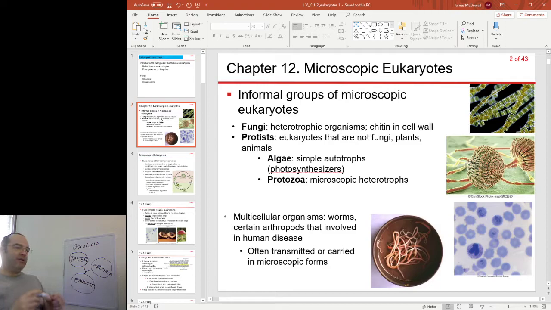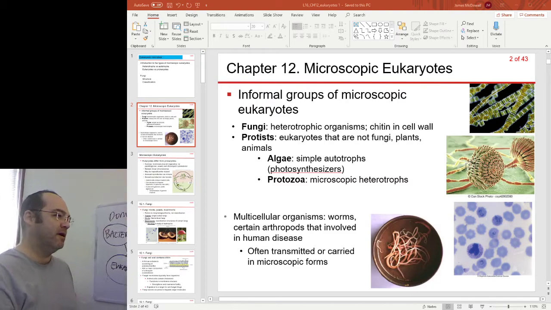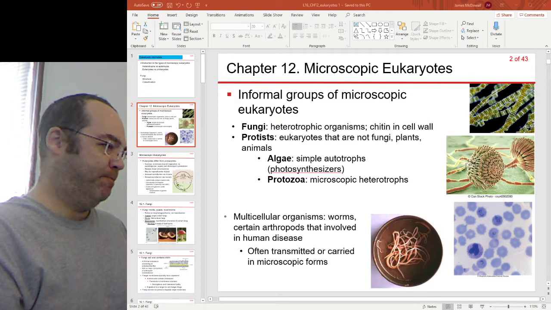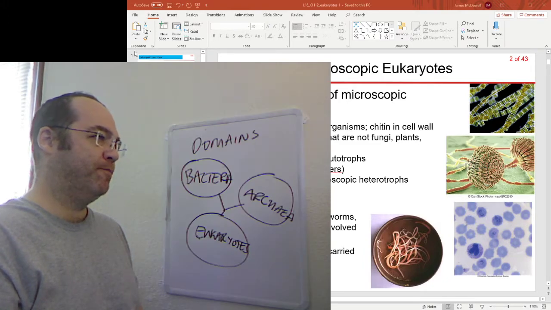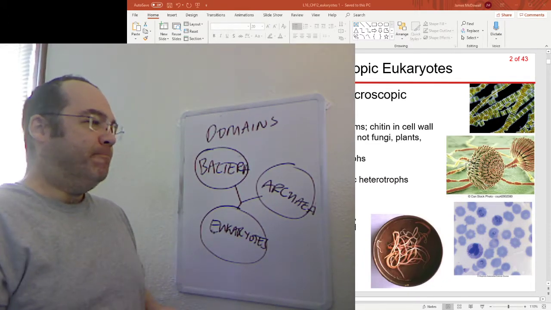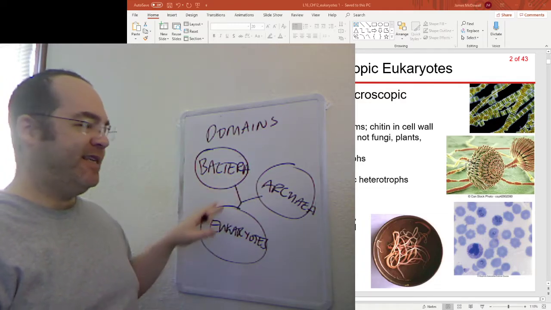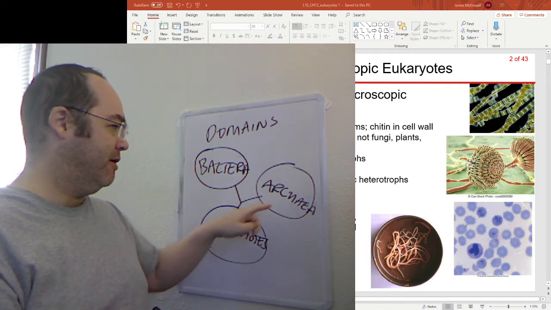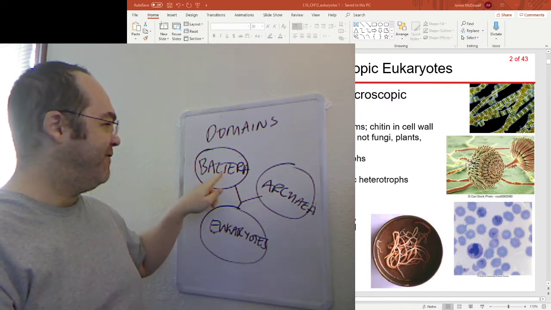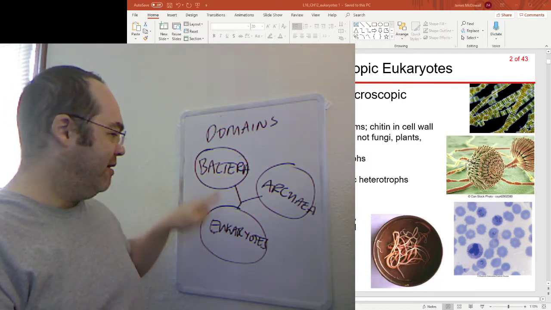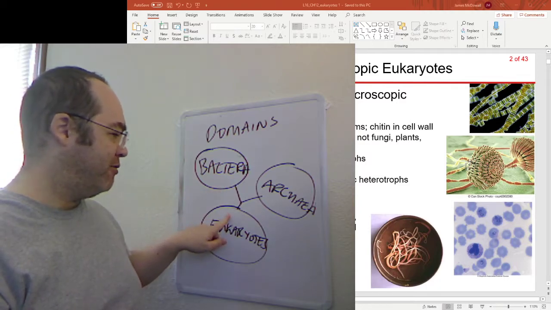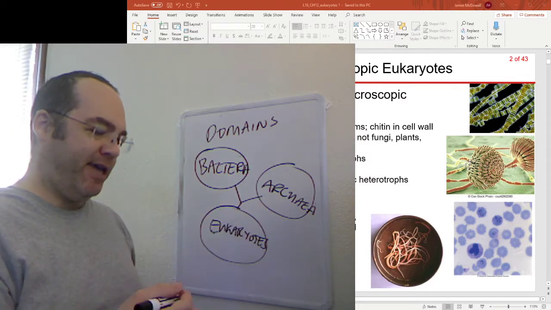And these are three branches of these three domains. I'll put this in front. There we go. These are all as different from each other as they are from every other one. So the archaea are as different from the bacteria as the bacteria are from the eukaryotes, and the bacteria are as different to the eukaryotes as the eukaryotes are to the archaea.